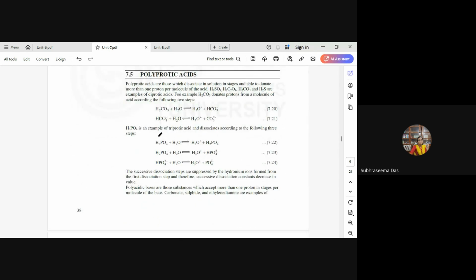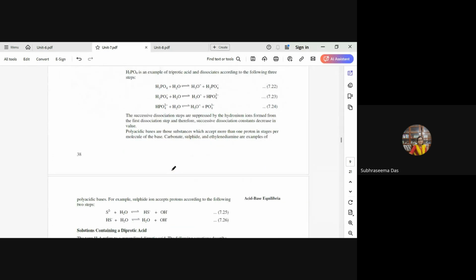Then coming to polyprotic acids. Polyprotic acids are those which dissociate in solution in batches or in different steps, and they are able to donate more than one proton per molecule of the acid. Like H2SO4 is one common example of a diprotic acid. Even H2CO3, that is carbonic acid, is also an example of this. A triprotic acid is phosphoric acid, H3PO4. So there are successive steps of dissociation producing hydronium ions, and you can see.